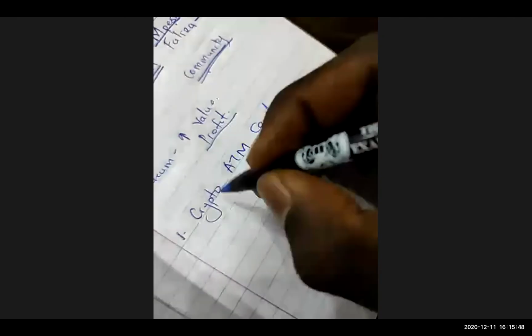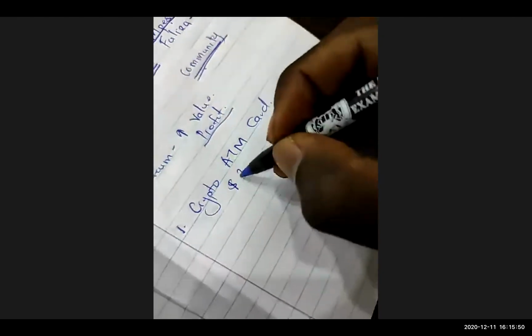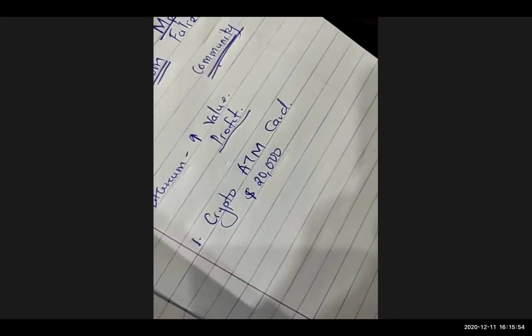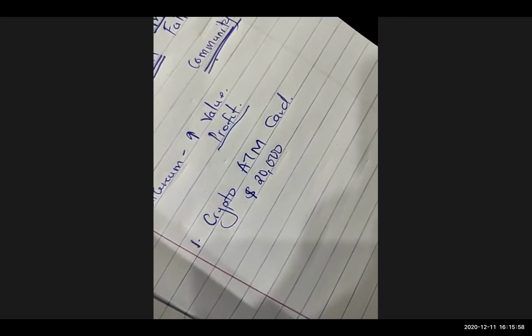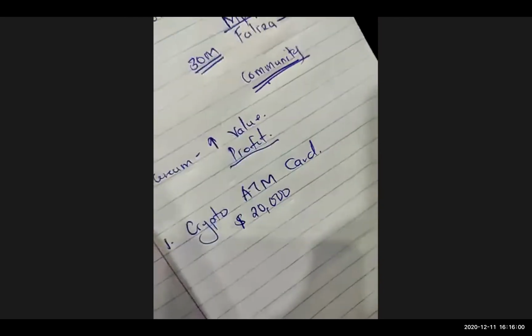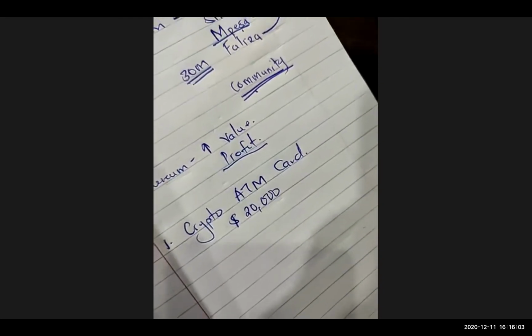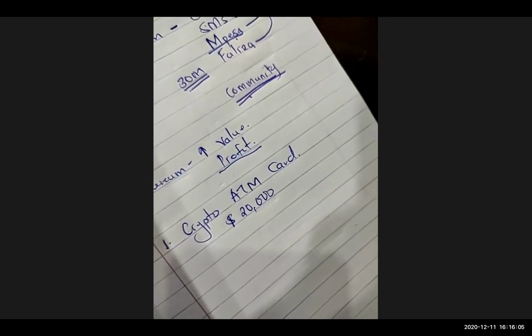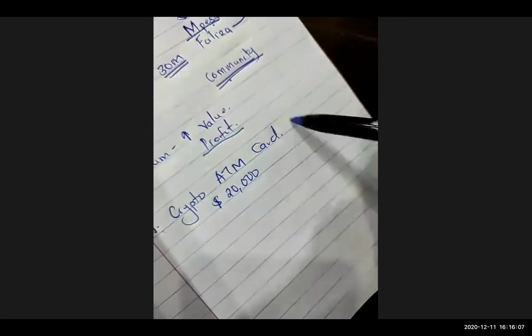All right. Now, this crypto ATM card, number one, is going to give you the ability to withdraw up to $20,000 from any ATM across the world. And if you've been updating yourself, you're going to realize that Ethereum just partnered with Visa a few days ago. Which means we are going towards this.